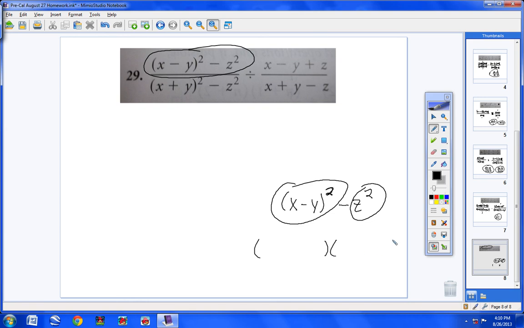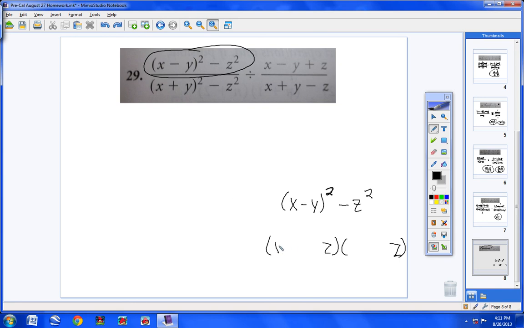Hold on one second, please. I want to get rid of those circles. So we're going to say to ourselves, okay, I know the square root of z squared is z, so I'll put a z here and a z. What's the square root of x minus y squared? Well, it would just be x minus y. Think about it. If I had x squared, the square root of x squared would just be x. It's like the 2 isn't there. So the square root of x minus y squared is x minus y.